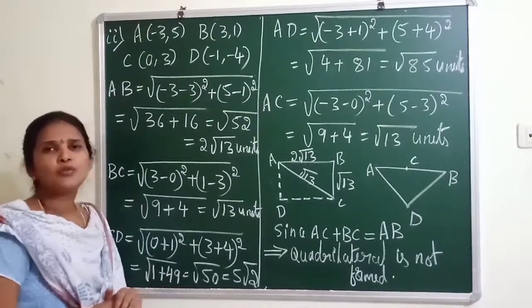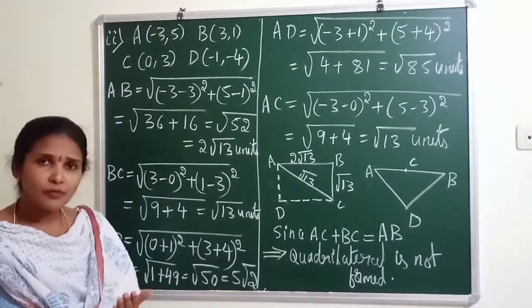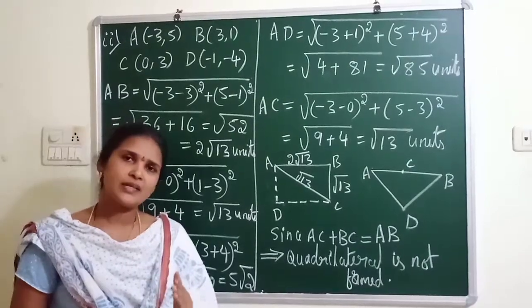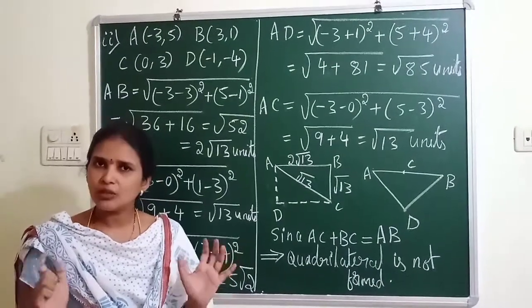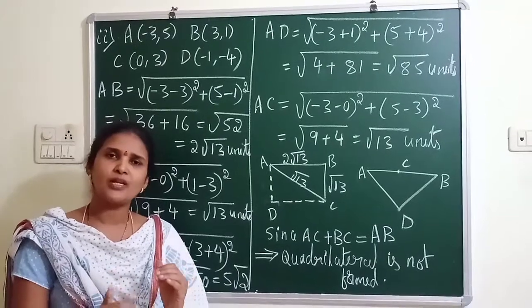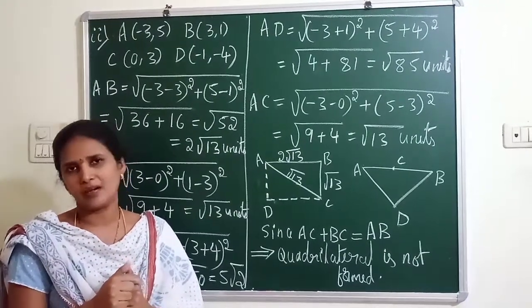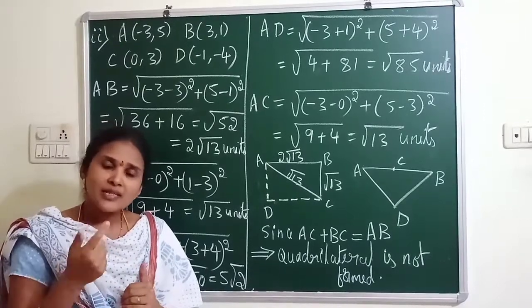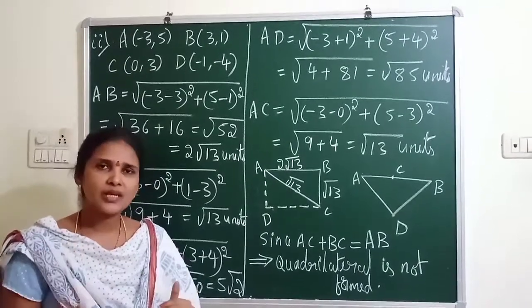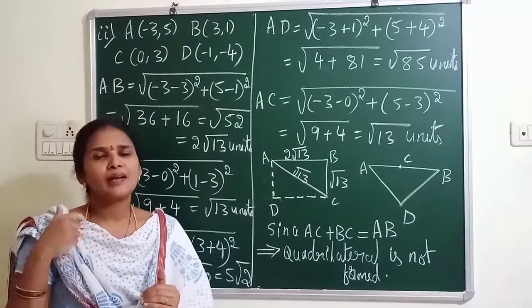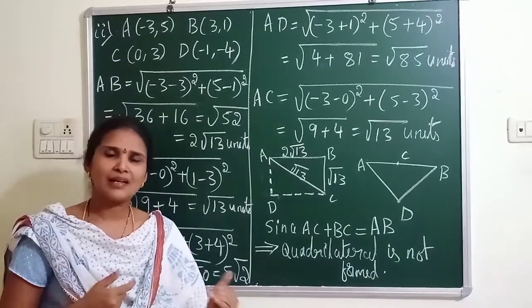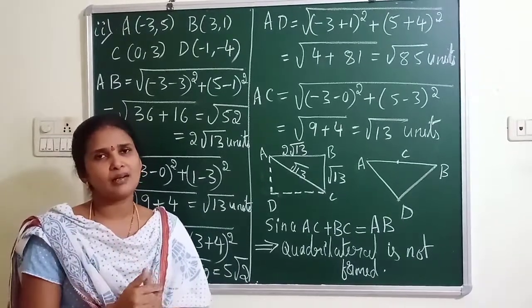So here again I have to check what type of quadrilateral it is. As I said before, when all four sides are equal, you can conclude that the inequality property is automatically satisfied. When all sides are equal, there is no need to check the inequality property. You can directly check the diagonals and clarify what type of quadrilateral it is.